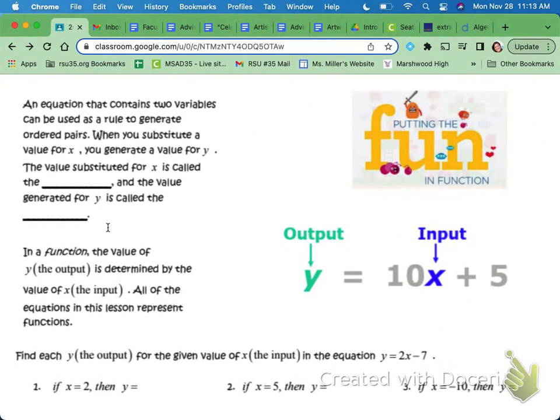An equation that contains 2 variables can be used as a rule to generate ordered pairs. When you substitute a value for x, you generate a value for y. The value substituted for x is called the input.